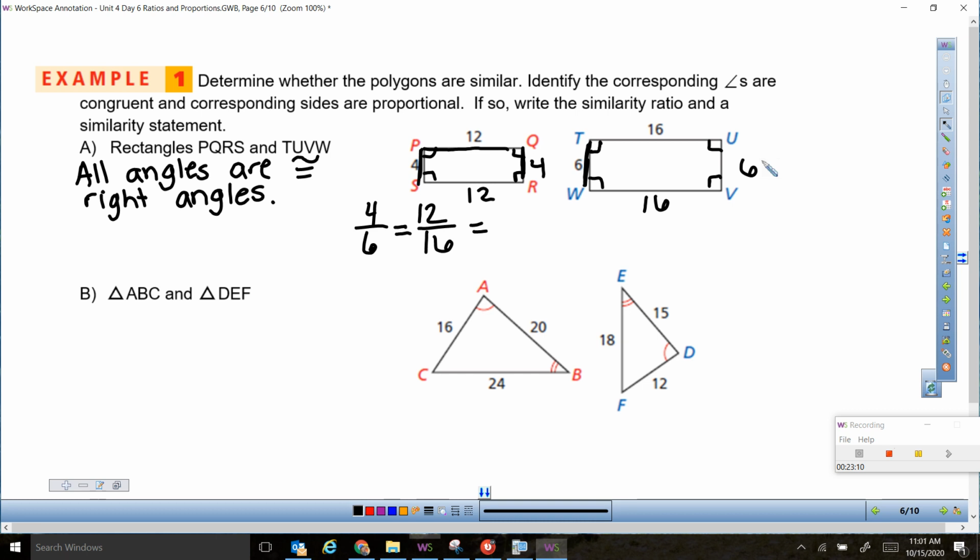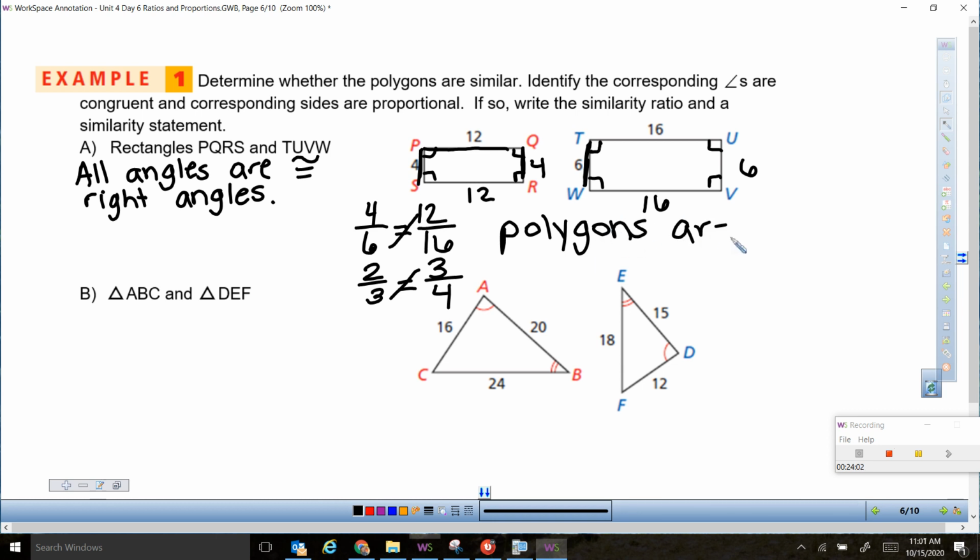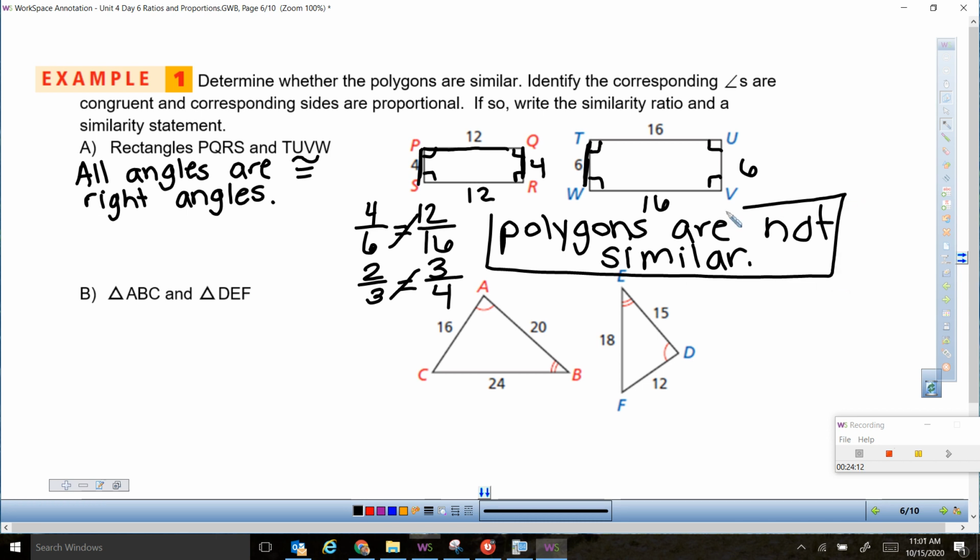Okay, so let's simplify those. So to get these in simplest form, 4 over 6 simplifies to what? 2/3. And 12 over 16 simplifies to? Both of those can be divided by 4, so what's 12 divided by 4? 3, and 16 divided by 4? 4. So, are those equal? No. So I'm going to put slash through it, those are not equal. So if they don't have the same proportion, that means they're not similar. So I'm just going to say the polygons are not similar. So if the sides are not proportional, they cannot be similar.